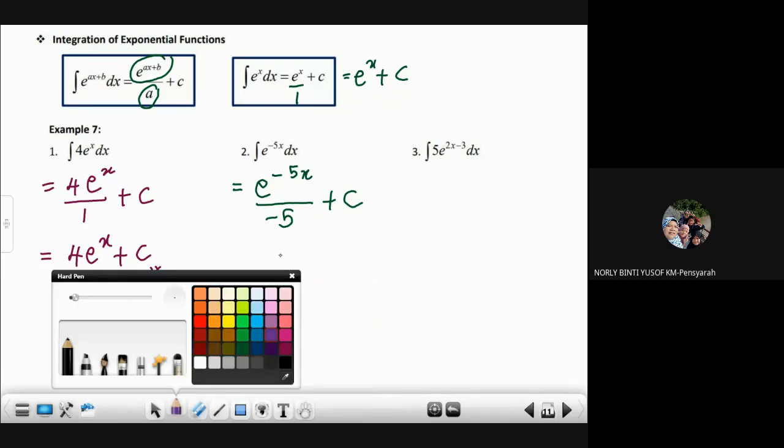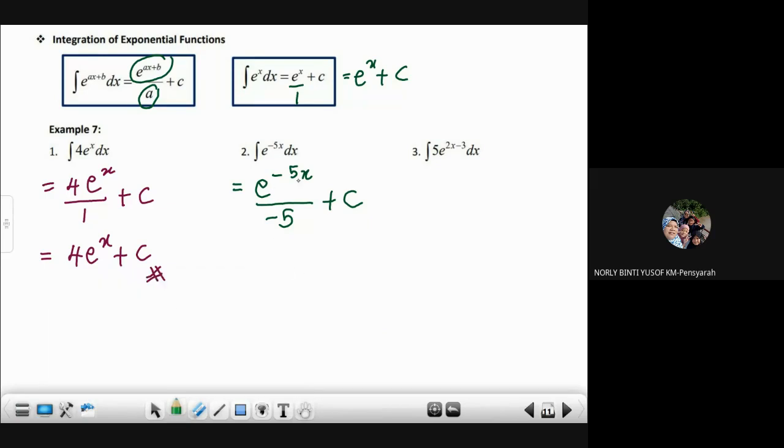Okay, this one you need to simplify. For simplifying, the exponential has to go down to the denominator. So you write it as separate: negative 1 over 5.